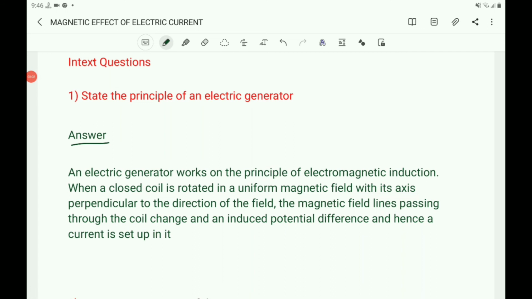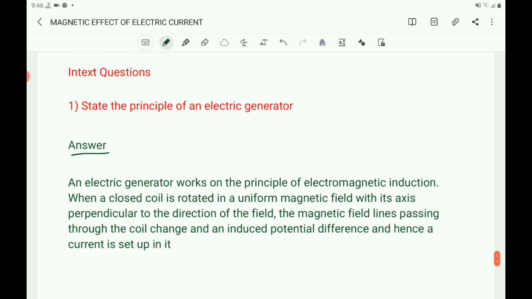Children, write the answers for the in-text questions. First one, state the principle of an electric generator. You write the answer: An electric generator works on the principle of electromagnetic induction. When a closed coil is rotated in a uniform magnetic field with its axis perpendicular to the direction of the field, the magnetic field lines passing through the coil change and an induced potential difference, and hence a current, is set up in it.